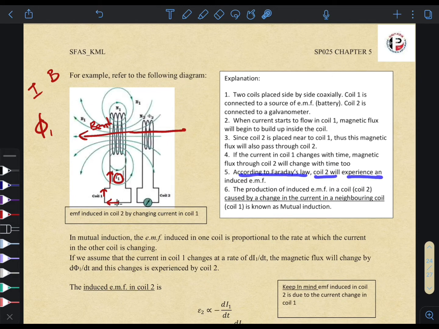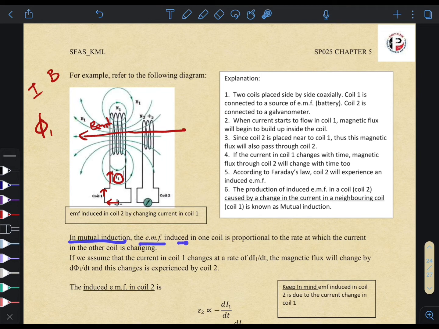Okay, so according to the Faraday's law, coil 2 will experience an induced EMF. So dia akan induce EMF dia sendiri sebab dia nak oppose the changes dekat sini. The production of induced EMF in coil 2 caused by the changing in the current in the neighboring coil, coil 1, is known as mutual induction. So konsep to produce this EMF masih sama dengan apa yang kita belajar dalam 5.2 itu. It's just that changes in one coil lead to production of EMF in another coil. So EMF is induced in coil 2 by changing the current in coil 1.